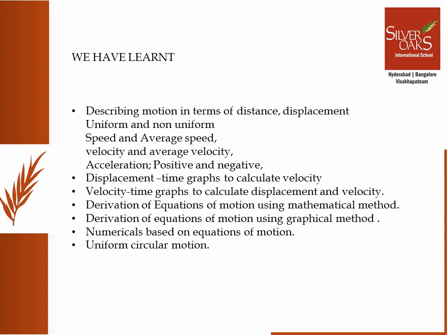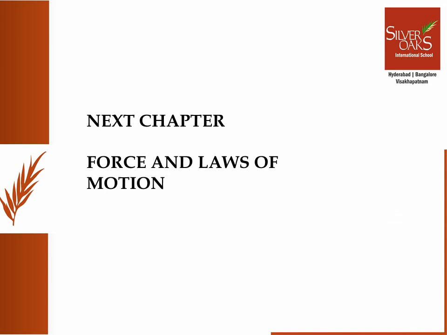In this chapter, we have learned to describe motion in terms of distance, displacement, uniform and non-uniform motion, speed and average speed, velocity and average velocity, acceleration, positive acceleration and negative acceleration, displacement time graphs to calculate velocity, velocity time graphs to calculate displacement and velocity, derivations of equations of motion using mathematical method, derivations of equations of motion using graphical method, numericals based on equations of motion, and uniform circular motion. Our next chapter is force and laws of motion.